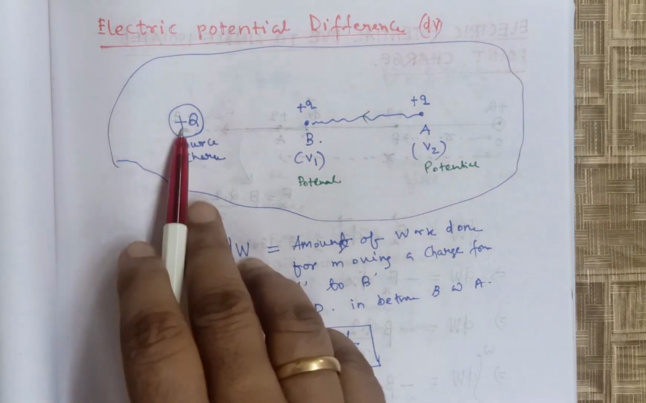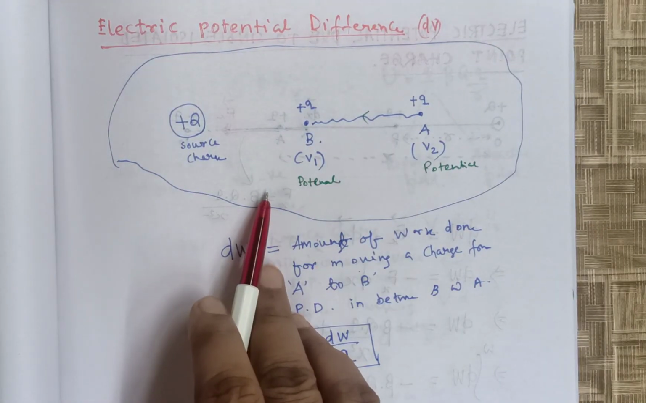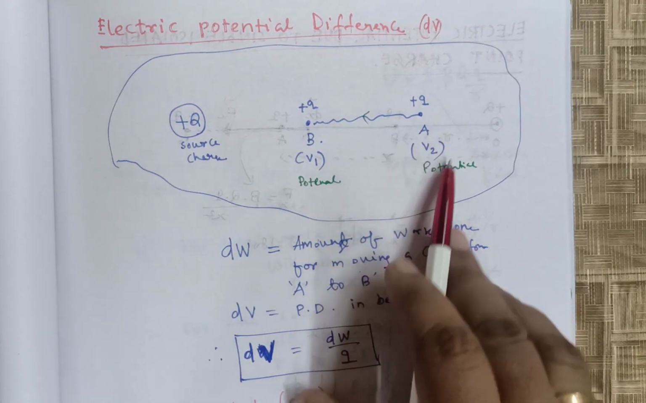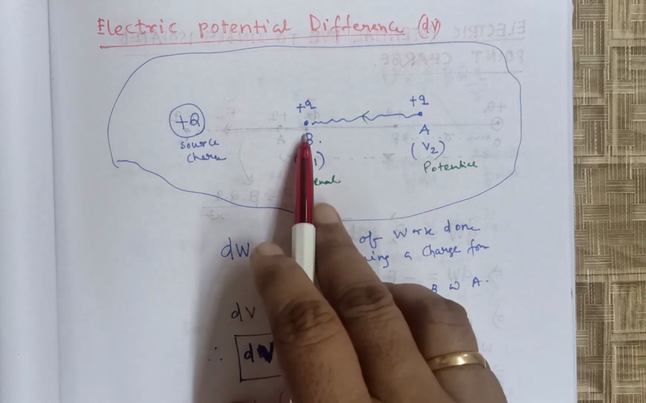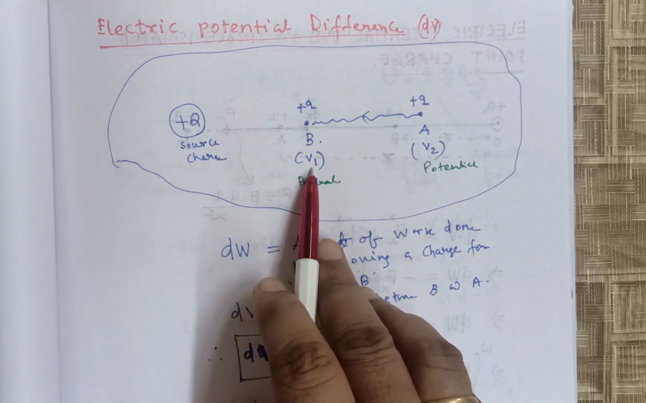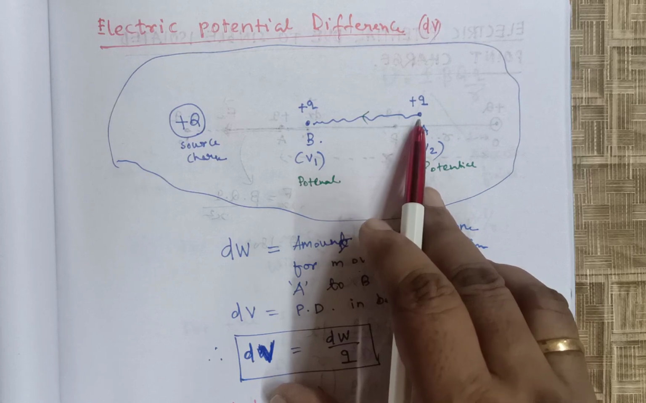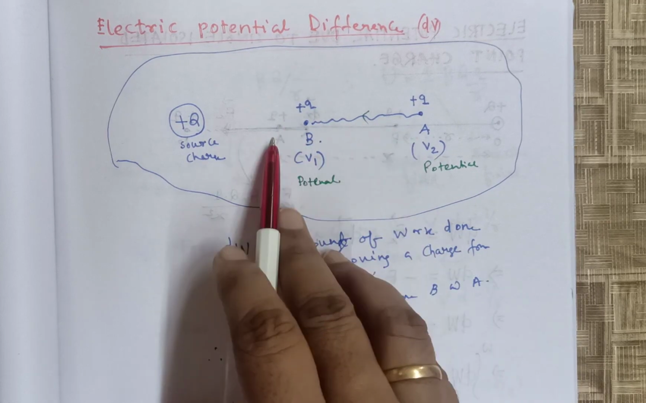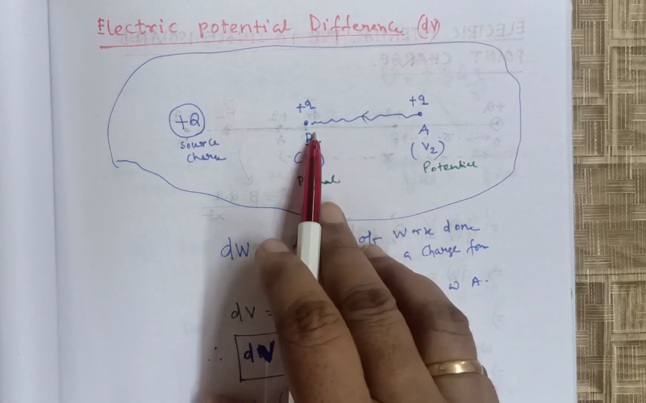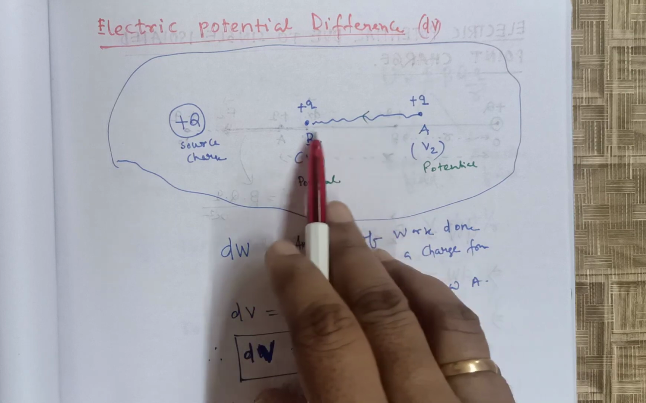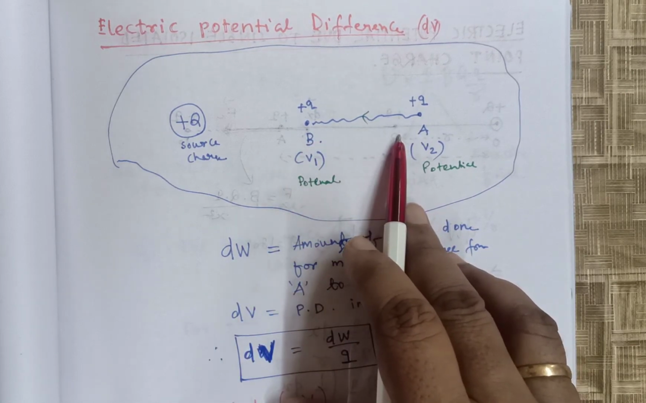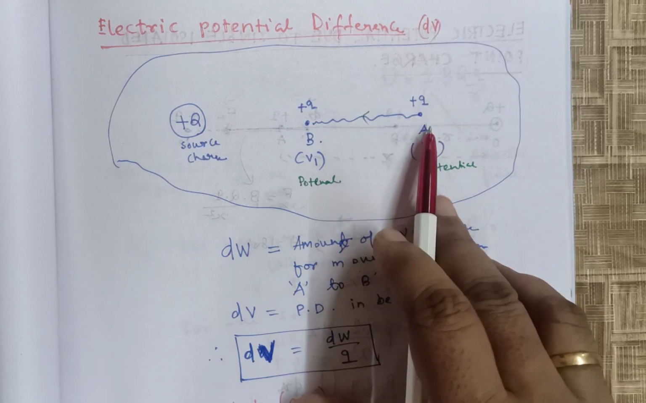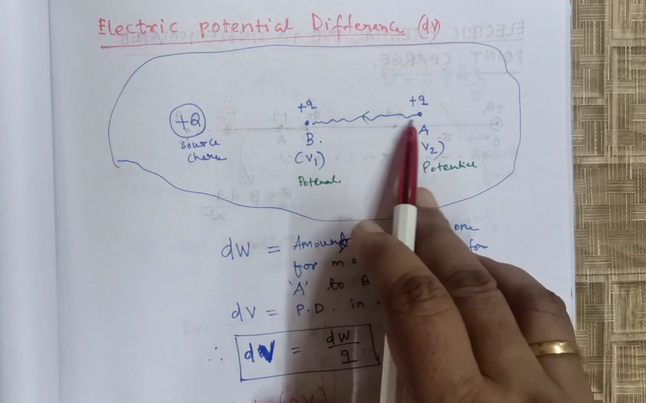Just to see, this is the source charge, and this represents the electric field. There are 2 points given, A and B. Let the electric potential at point A be V2 and the electric potential at point B be V1. Now we move a charged body from this point to this point, so we can define the potential difference. What is the physical significance of potential difference? Here, the potential difference represents the amount of work required for moving a charged body, per unit charge, from point A to point B. This is the potential difference.